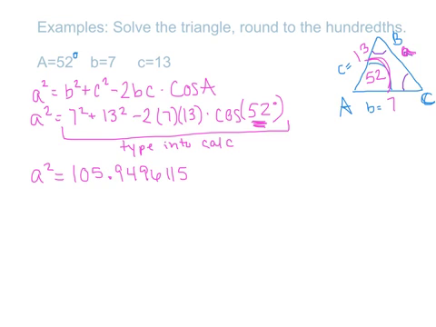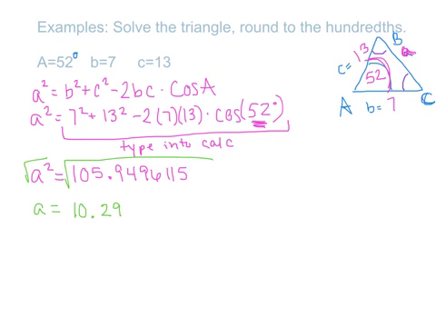And then to get A by itself, you would square root both sides. And you're going to ignore the negative this time because you're measuring a distance, so it can't be negative. And this is when you want to use the answer button in your calculator. So you type in square root and then second answer to get the decimal correct, which would be 10.29 for side A.